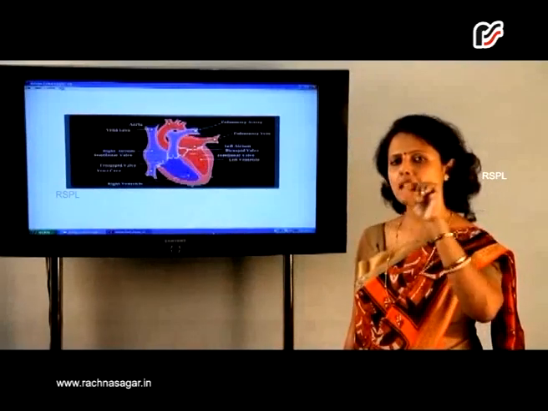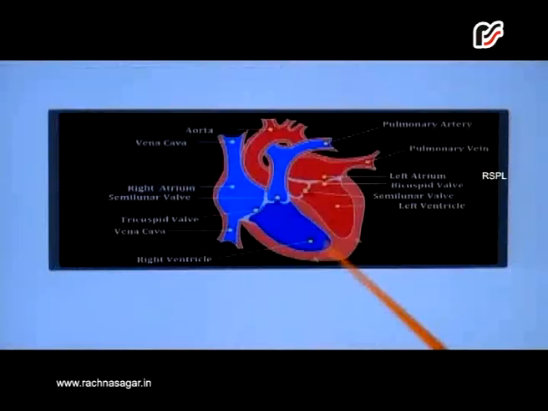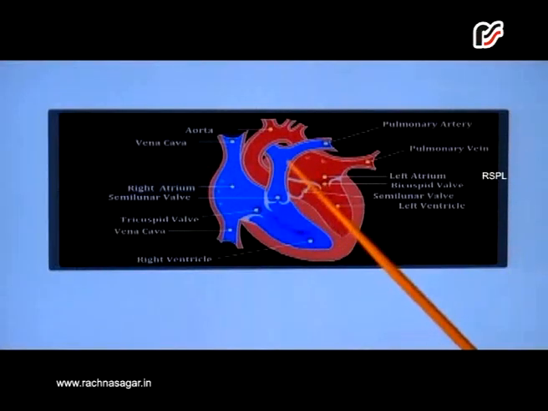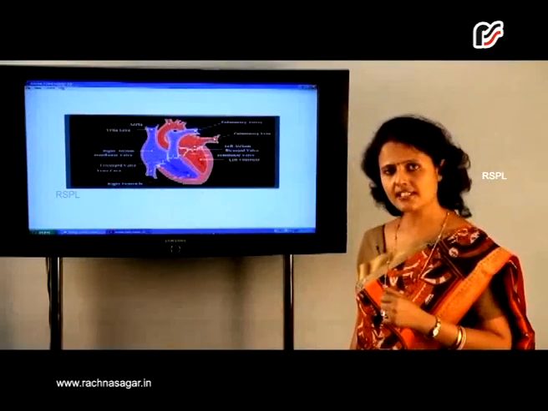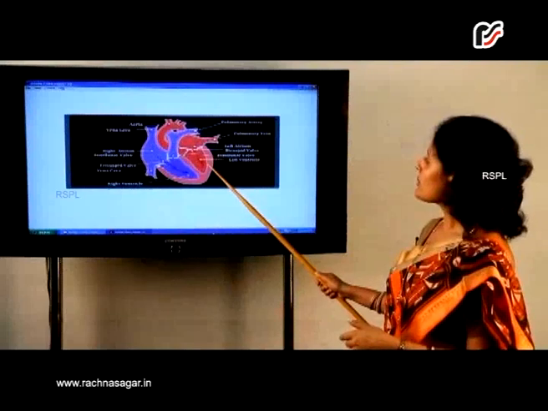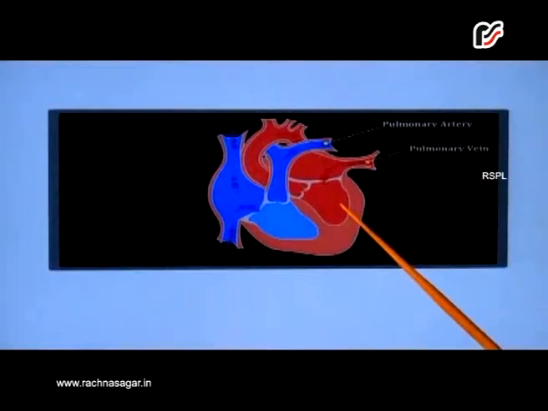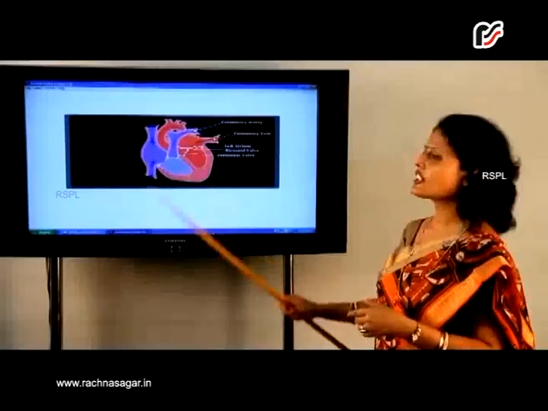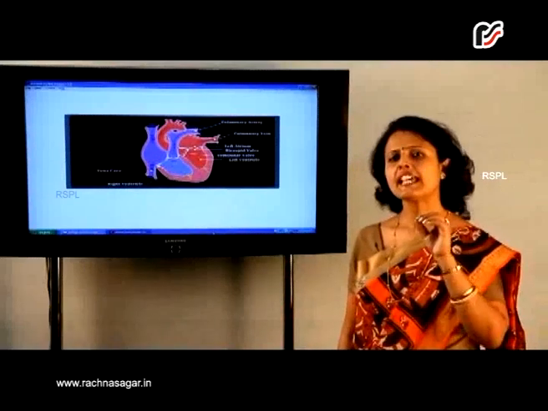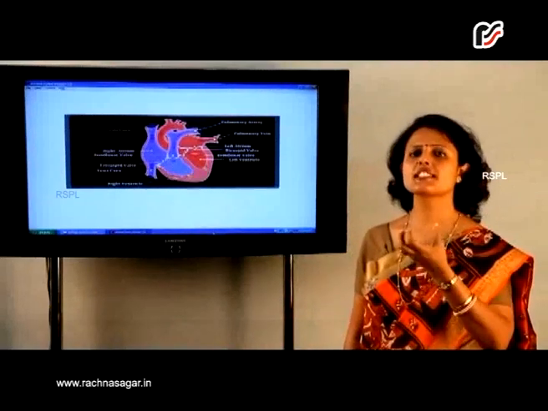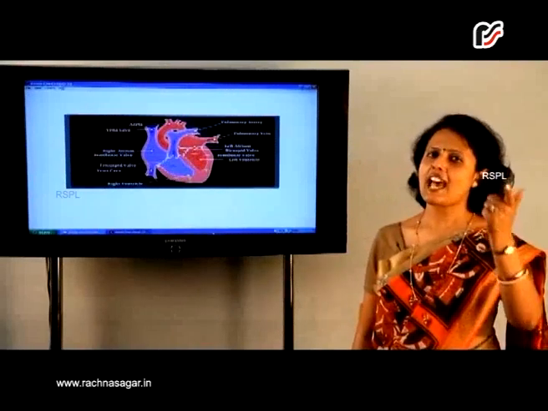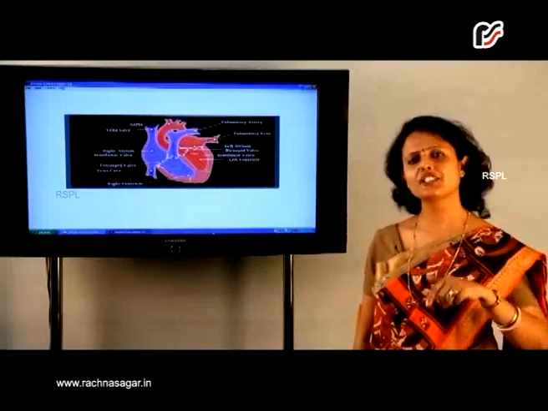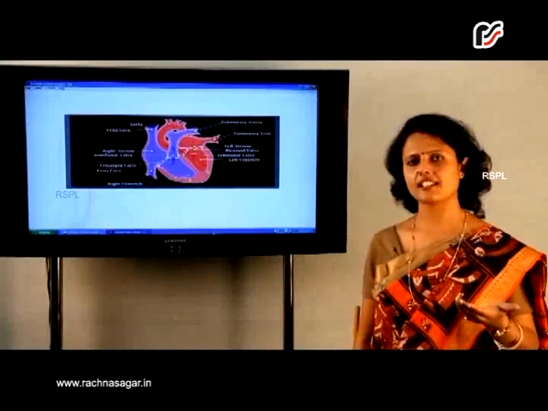As soon as the 2 semilunar valves open, blood starts gushing out from the right ventricle and moves out through the pulmonary artery and is carried to the lungs. On the other hand, blood gushes out from the left ventricle and it starts moving out through the aorta. Instantly, the ventricles relax. The atria were already relaxing. As a result, it's the beginning of the next cardiac cycle.